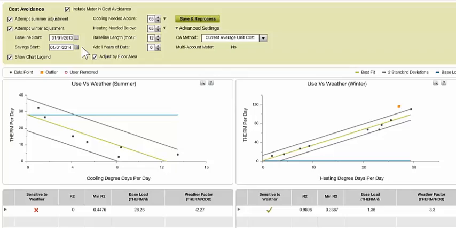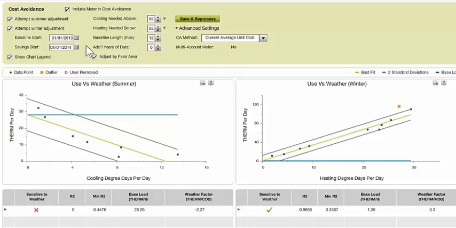We don't have to start the day that the baseline ends. There can be a dead band in there. You could say I want my baseline to be calendar 2013, but my project didn't get fully implemented until July of 2014, in which case my savings start date could be July 1st, 2014. So you can have a sort of a dead period in there where we're not calculating any cost avoidance. In this case, we don't have any dead band.